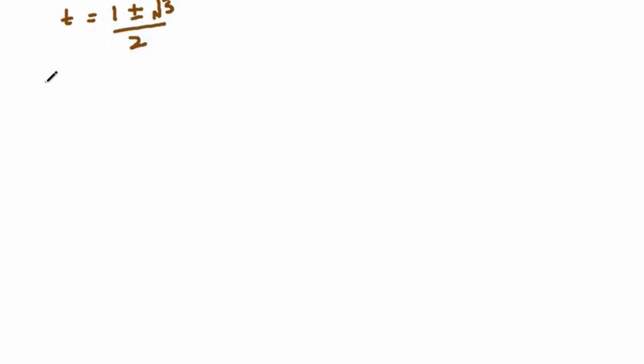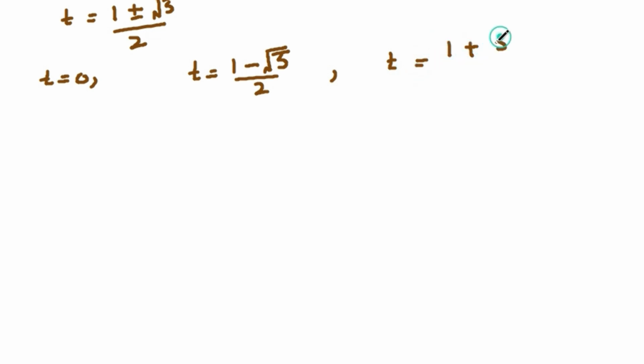And we have three values of t. One is t is equal to 0. Another is t is equal to (1 minus square root of 5) divided by 2. And the third one, t is equal to (1 plus square root of 5) divided by 2.